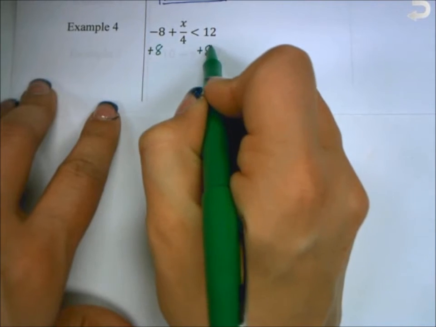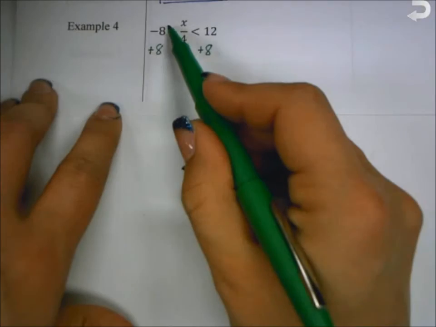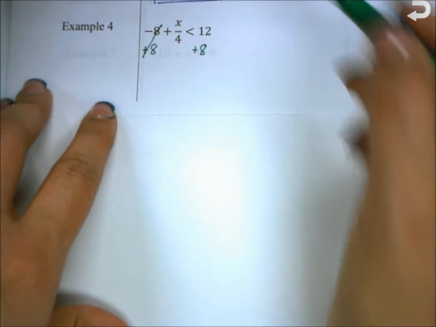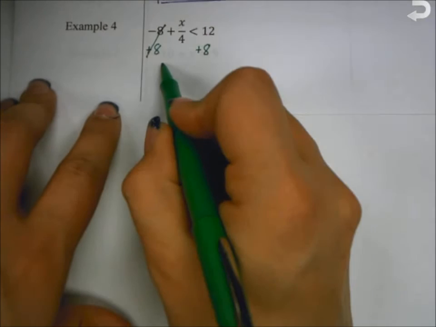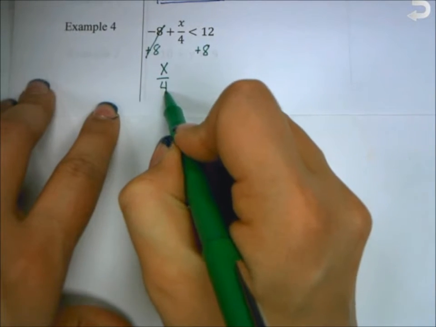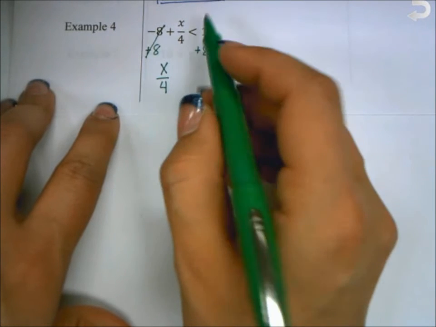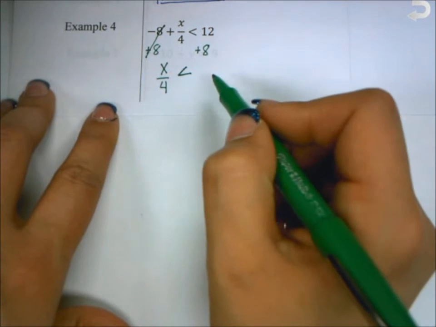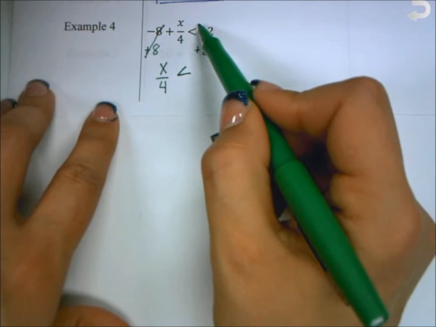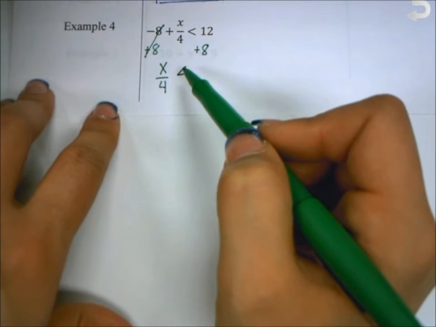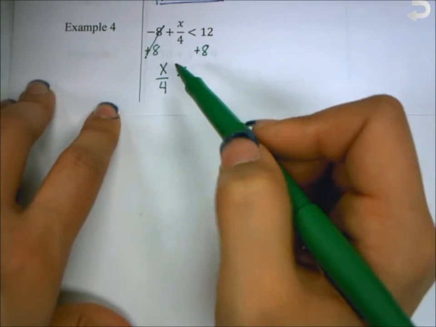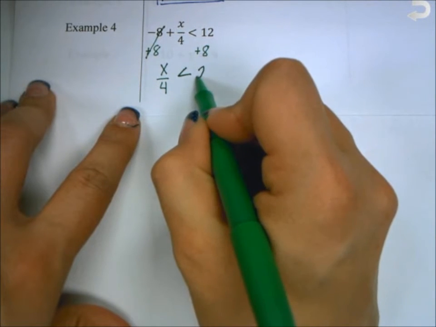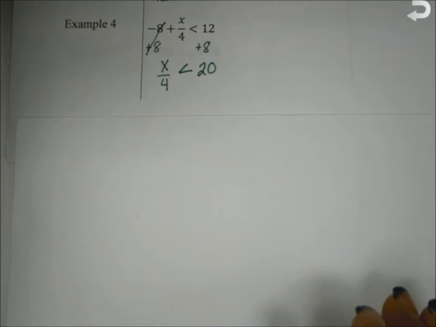-8 plus 8, what does that give me? 0. So on the left-hand side, I have x over 4. What happens to that less than sign? It comes straight down. Good. We don't change it. So I should not see anybody changing an inequality to an equal sign, correct? Okay. 12 plus 8. 20.